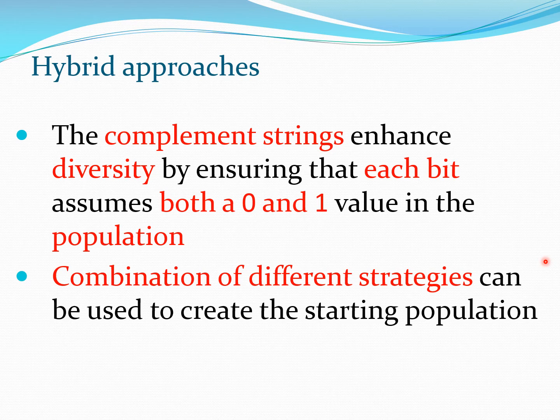Now, the advantage of the complement string would be that it would enhance the diversity in the population by ensuring that each bit takes on a 0 and a 1 value in the population. So it would essentially end up sampling the design space in a somewhat better manner. Now you could also use a combination of some of these strategies to create a starting population so that you have a good sample of the entire design space.